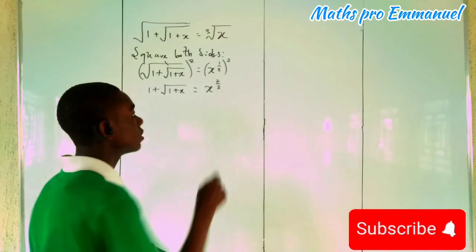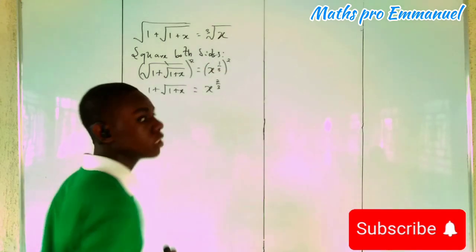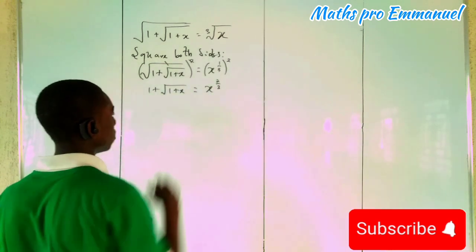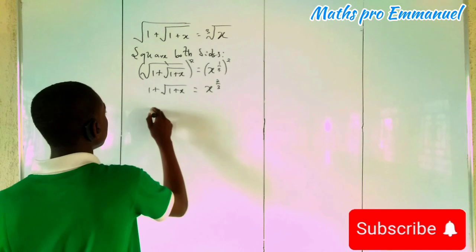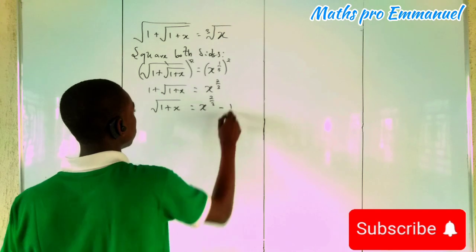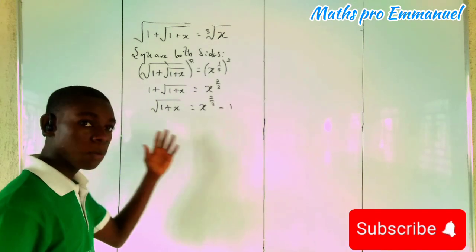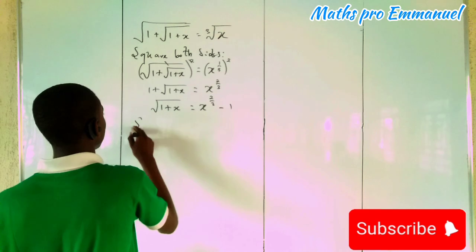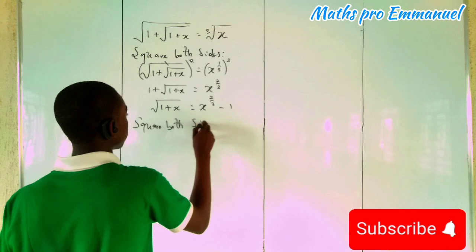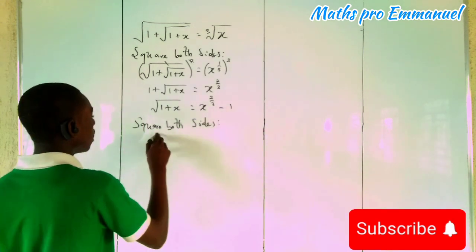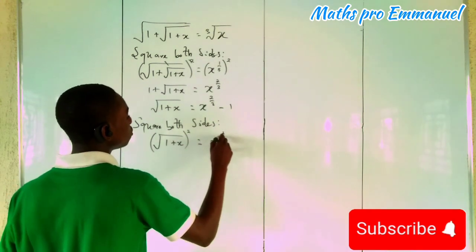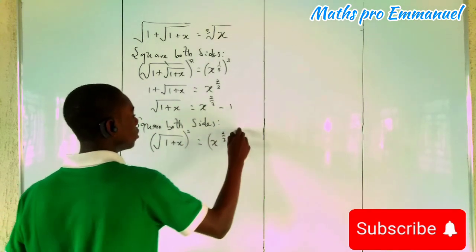Because according to the law of indices, the power multiplies the power, and here it will be 2 over 3. Now from here I can decide to move 1 to the other side of the equation. That means subtracting 1 from both sides, and here will be the square root of 1 plus x equal to x raised to the power of 2 over 3 minus 1. I can also decide to square both sides of the equation again. So square both sides, and I have the square root of 1 plus x, all squared, equal to x raised to the power of 2 over 3 minus 1, all squared.